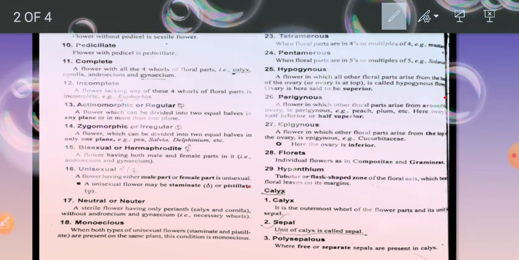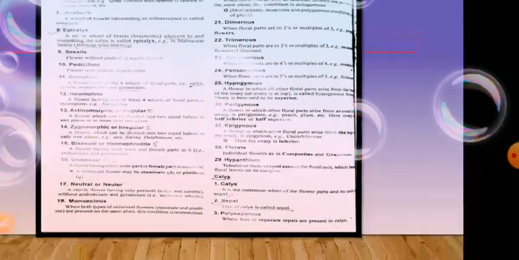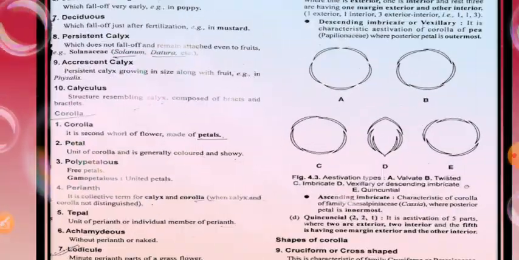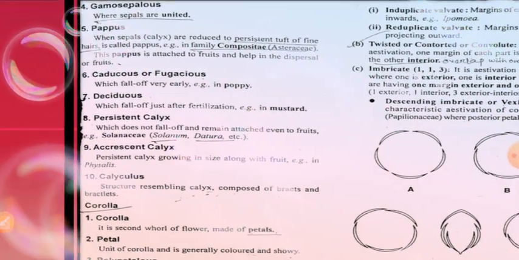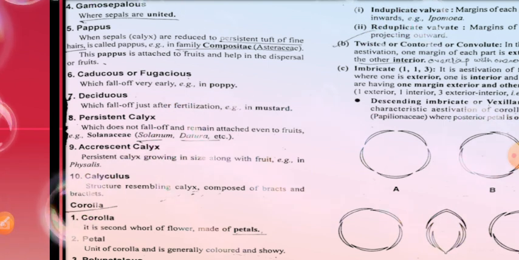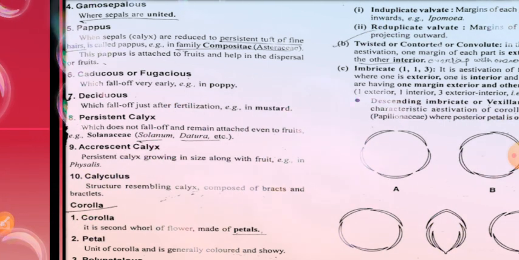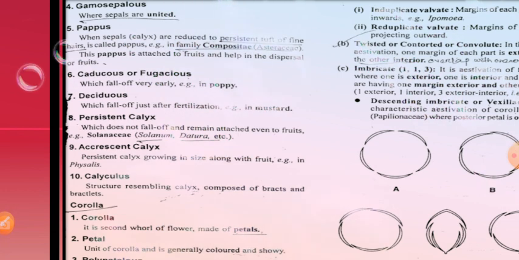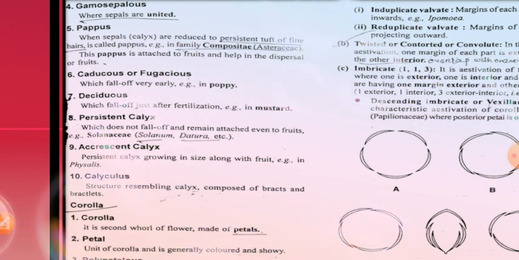So coming to the next, that is gamosepalous. Gamosepalous means the sepals are united. Polysepalous means the sepals are freely present, and this is known as polysepalous.